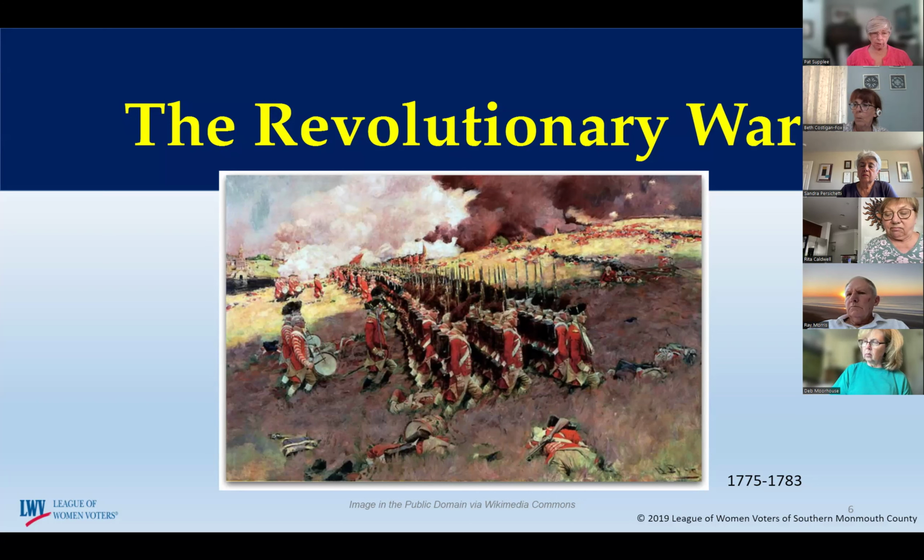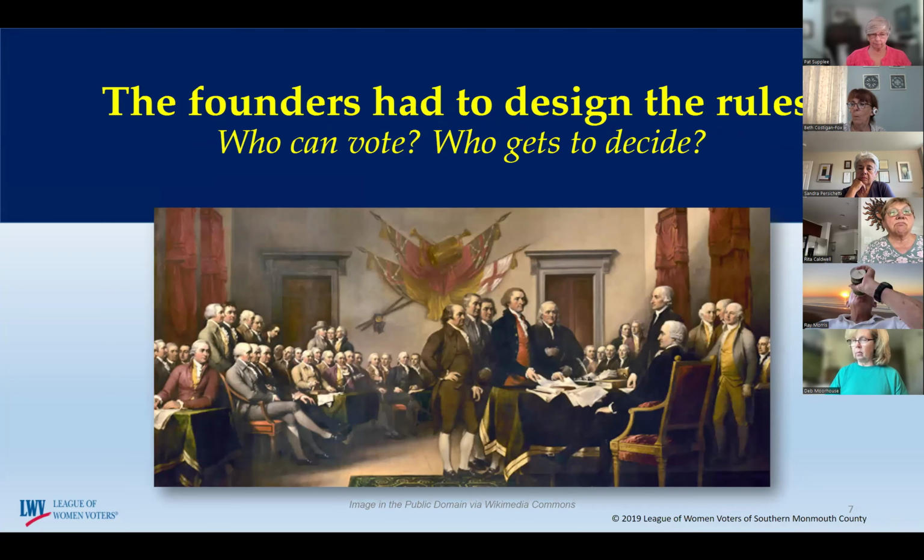So we won the war and we became an independent country, but we paid a really high price. 17,000 Americans died during that Revolutionary War, and many more were wounded or made prisoners of war, and many of those died afterwards. The Revolutionary War is the first example of people dying for the right to vote. Actually dying.